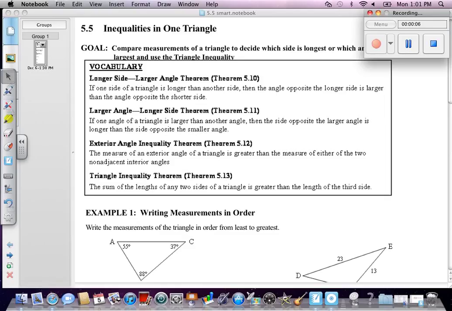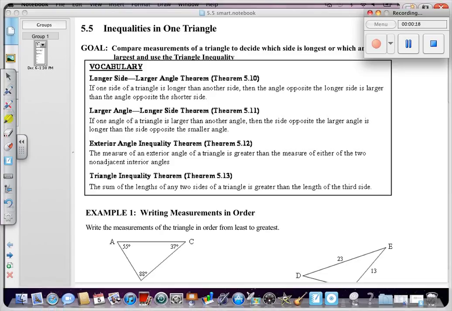We're going to compare measurements of a triangle to decide which side is longest or which side is largest, and use the triangle inequality. A longer side is across from the larger angle. So if we're looking at a triangle, this would be the largest side because this angle is the biggest. Then the larger angle would be across the longer side, so the opposite.